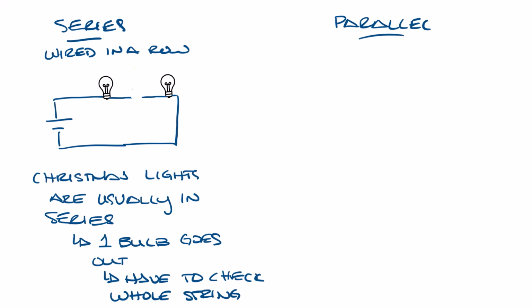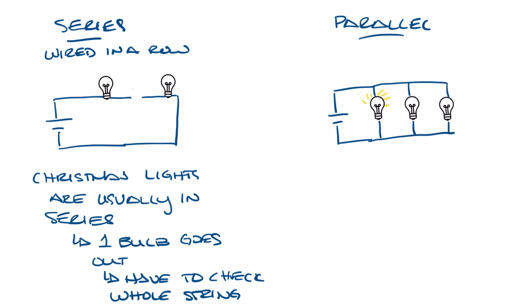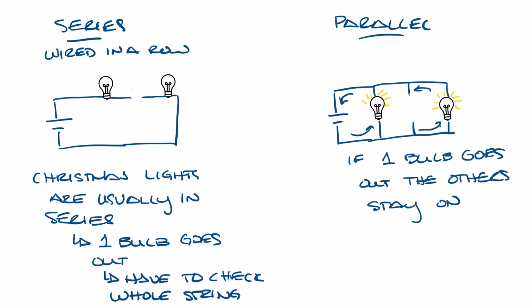You can also wire things in parallel, which looks like this. In this case, when it's on, all the bulbs are on, but if one of the bulbs goes out, the other ones will stay on because there's a complete closed loop for current to flow through these other 2 bulbs.